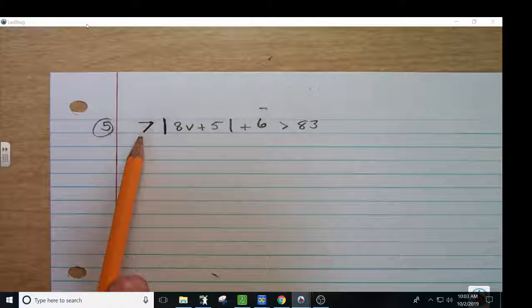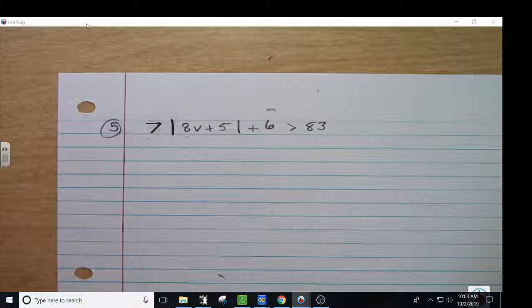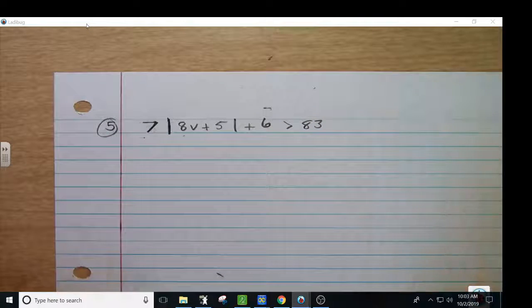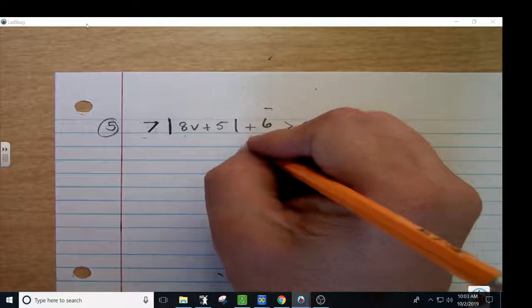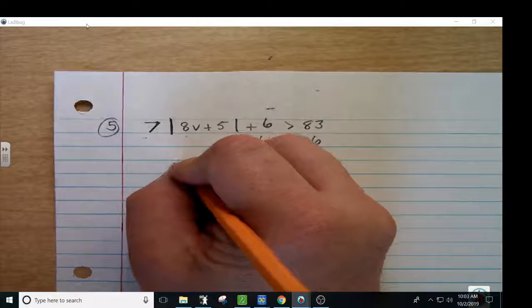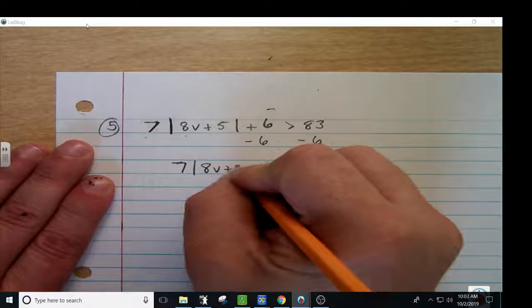You're going to divide this number, that's a positive 7. You're going to divide this number, that's a positive 8. So if you're not dividing by a negative number, the signs will never change. That sign's going to stay exactly the same. All right, now, what I'm going to do first is subtract 6. That is 7 times the absolute value of 8v plus 5.